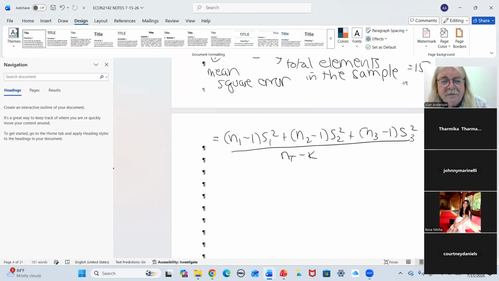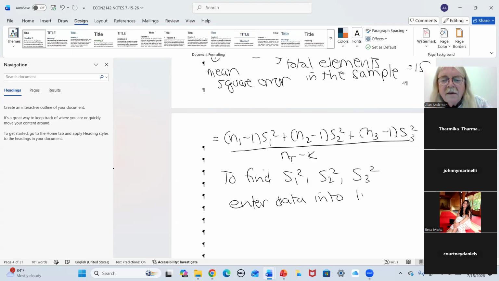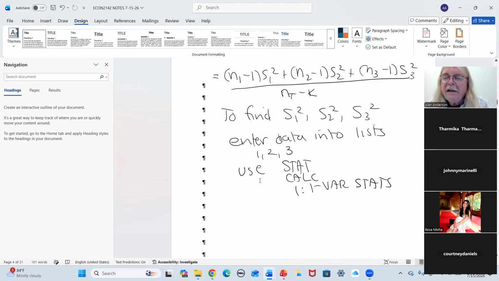We can use the lists. Enter into lists. And then we're going to use the command stat, calc. There, number one is one var stats. And in that list of output, which we've already seen, you'll find the variances that we need.